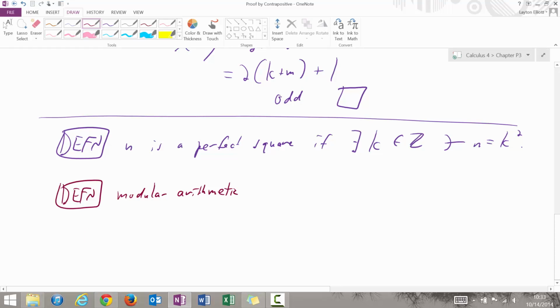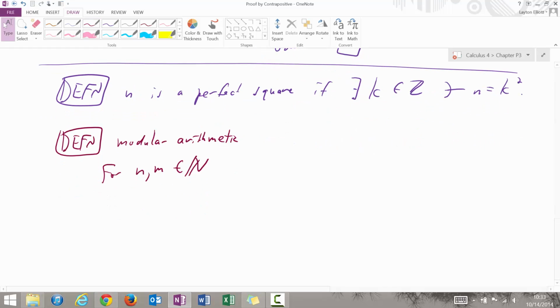In modular arithmetic, mathematically means that for n and m that are elements of the natural numbers, remember the natural numbers are the counting numbers, 1, 2, 3, 4, 5, 6, 7, n mod m equals r is the remainder of n over m.